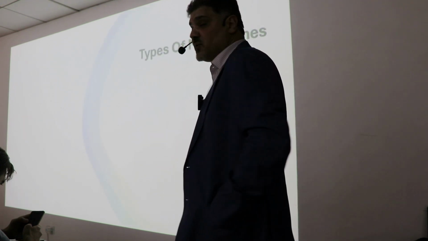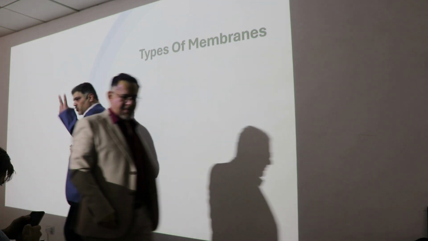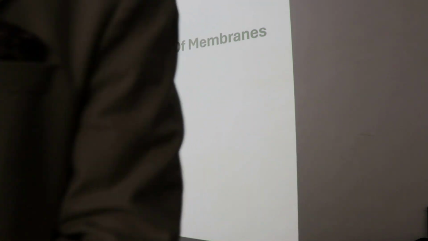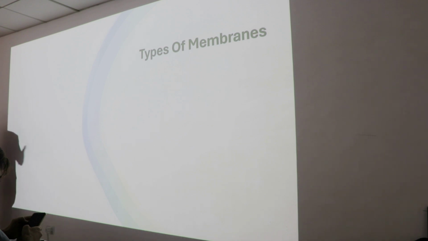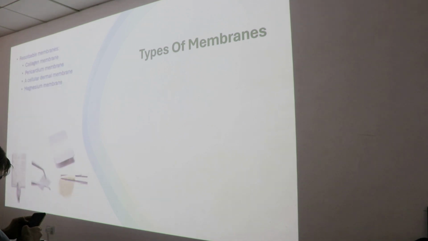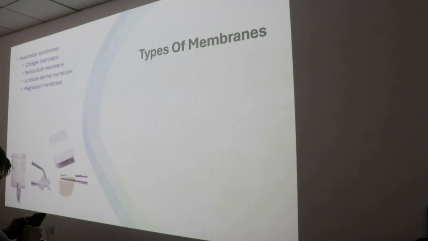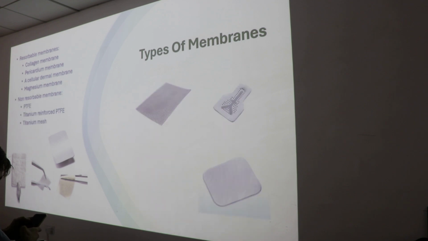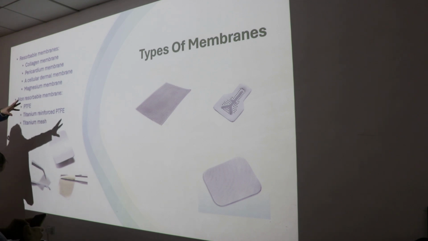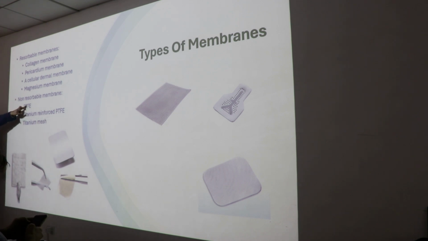Now we'll go to the types of membranes. Two types mainly: resorbable and non-resorbable. Give me an example of resorbable. Collagen membrane, pericardium, acellular dermal membrane, and magnesium membrane. Non-resorbable: titanium mesh, PTFE, and titanium-reinforced PTFE. The membrane that was within the socket was this one, PTFE membrane.